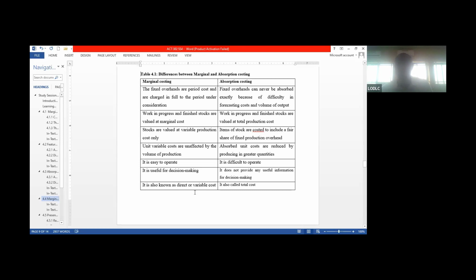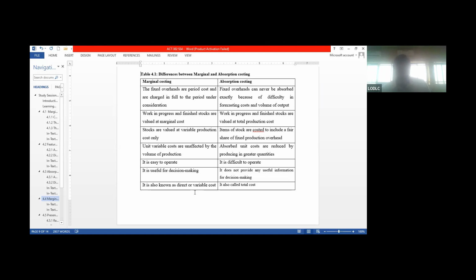Under absorption costing, work in progress and finished stock are valued at total production cost because it involves all the costs, while under marginal costing, stocks are valued at variable production cost only. Items of stocks are costed to include a fair share of fixed production overhead under absorption costing. Then under marginal costing, unit variable costs are unaffected by the volume of production. Under absorption costing, absorbed unit costs are reduced by production in greater quantity.